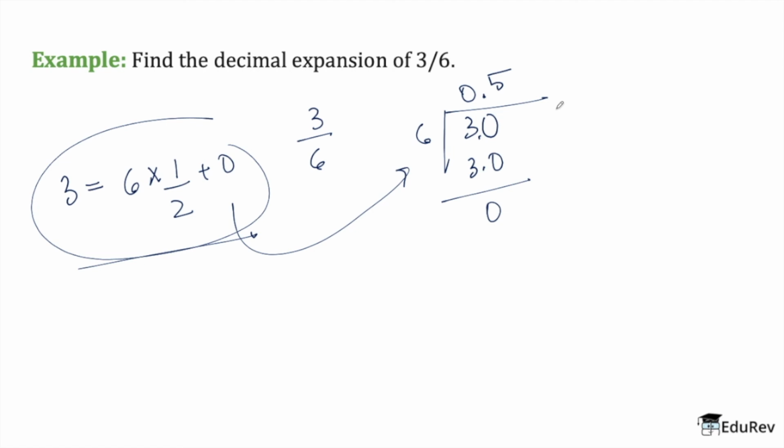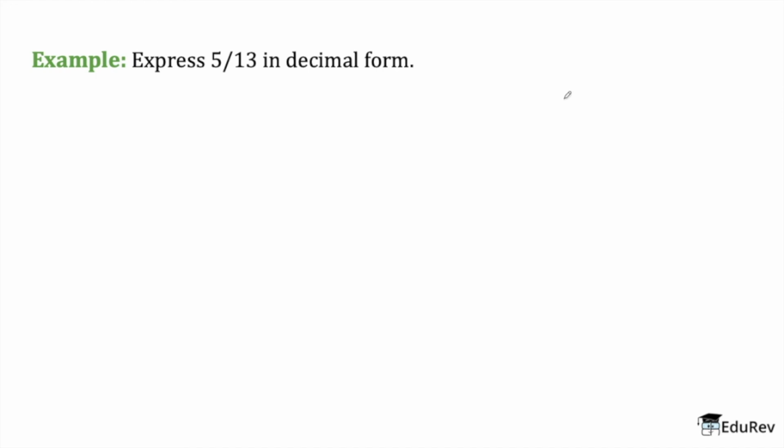I hope you people understood this. Now here you can see that the quotient is 0.5 and the remainder is 0. And the rational number is what? 3 by 6. Where 6 is what? 6 is 2 into 3. Okay. So that means it's a terminating decimal. This is a terminating decimal as we have said. Now the next is that we need to express 5 by 13 in decimal form.